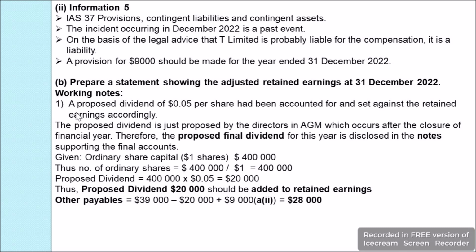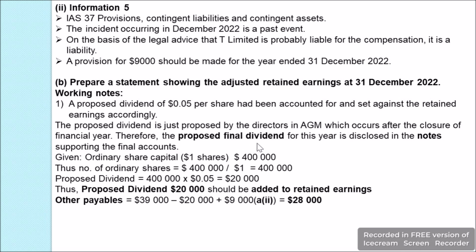The first additional information which was given was a proposed dividend of 5 cents per share had been accounted for and set against the retained earnings accordingly. You see, proposed dividend will be proposed in the AGM, that is annual general meeting, which occurs after the closure of financial year. This will be taken into consideration when there is an AGM. The shareholders will vote for this dividend, and if they agree, then only this dividend will be paid.